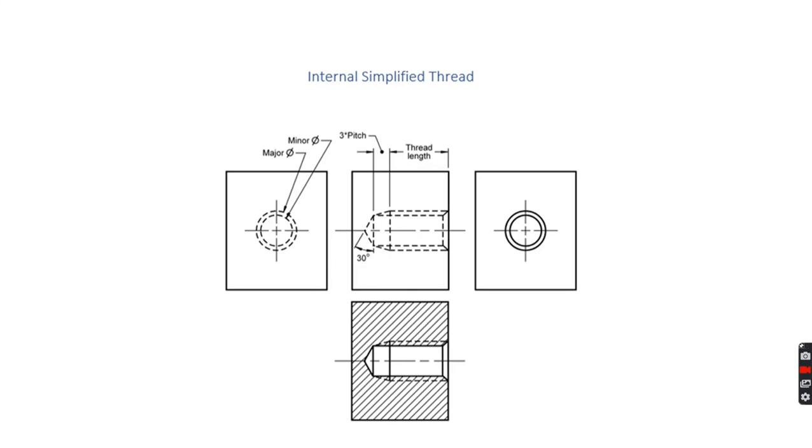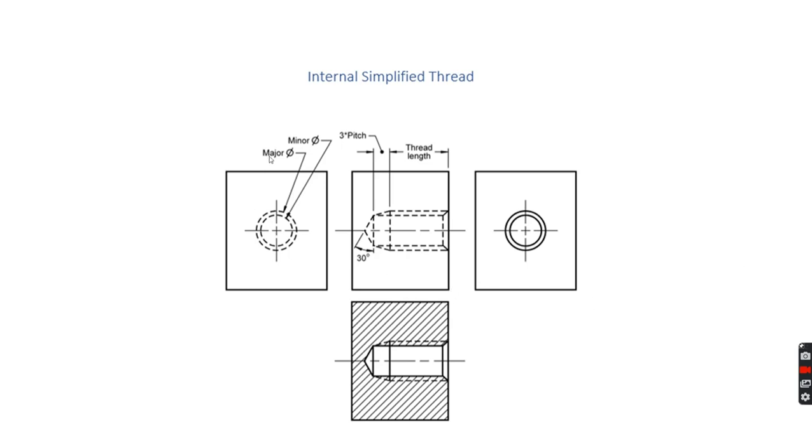The last thing we're going to look at is drawing an internal thread. You'll notice it is an internal simplified thread. That is how we normally draw internal threads. We never draw them as detailed threads, and we seldom draw them as schematic, mainly because they'll just look like a mess. So we're going to draw it like this.